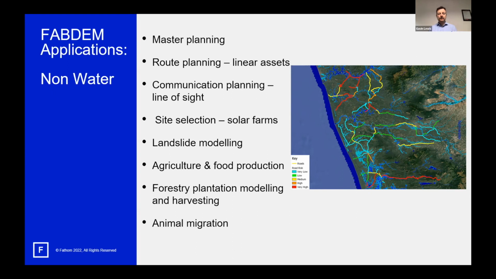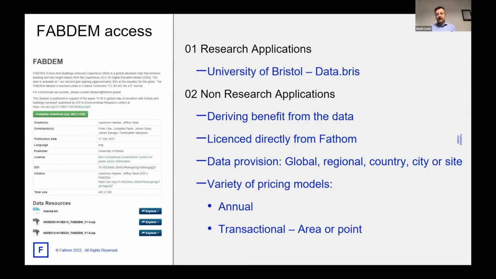So beyond agriculture, then obviously into forestry. Laurence talked a lot about forestry information and data, and there's a lot of information there that can be applied. We're talking about access, so the data can be accessed for research applications on the University of Bristol website at data.bris, and for non-research applications then please contact us at Fathom, and we can provide the data either globally, regionally or by country, and we have a variety of different pricing models around that.